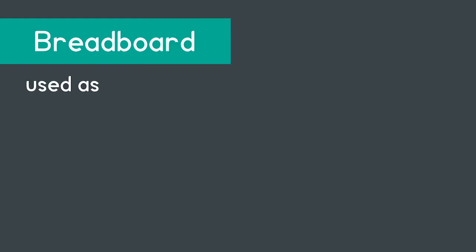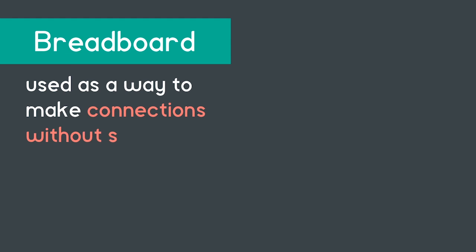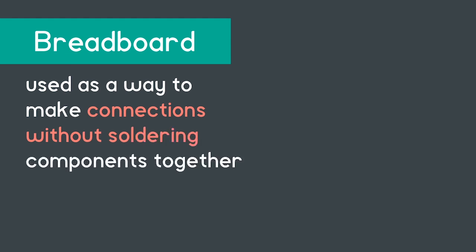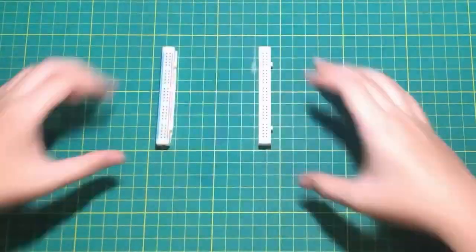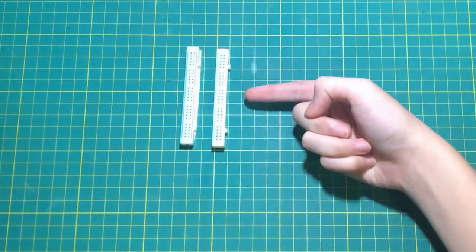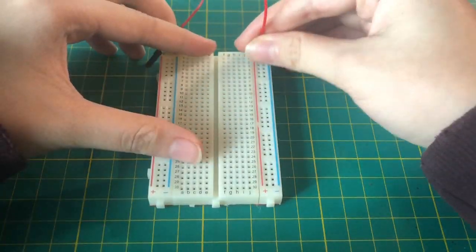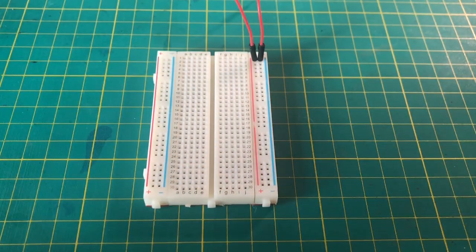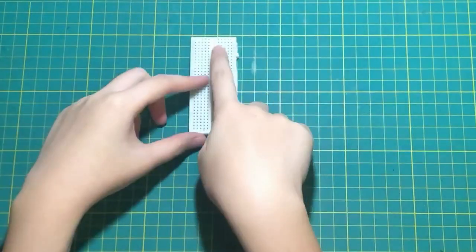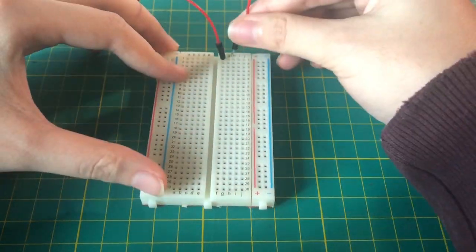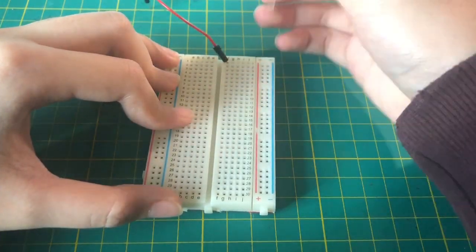A breadboard is used as a way to make connections without having to solder components together. These two columns at the side are called power rails, and they are connected vertically. So these two are connected, but these two are not. The rest of the breadboard are connected horizontally, so these two are connected, but these two are not.